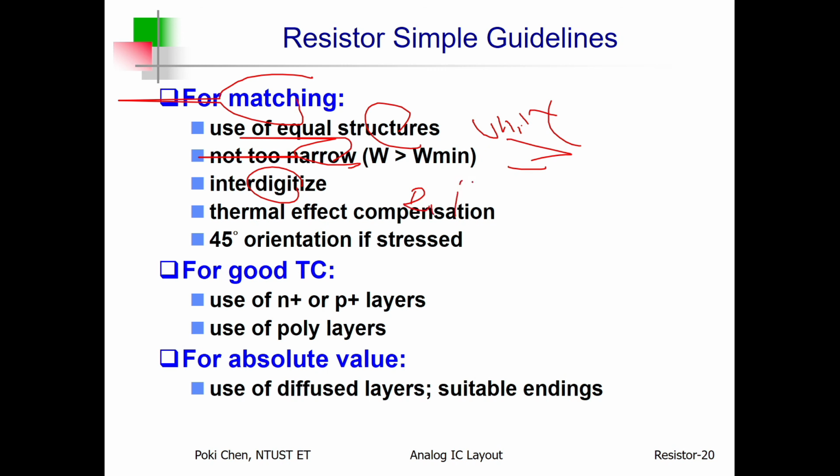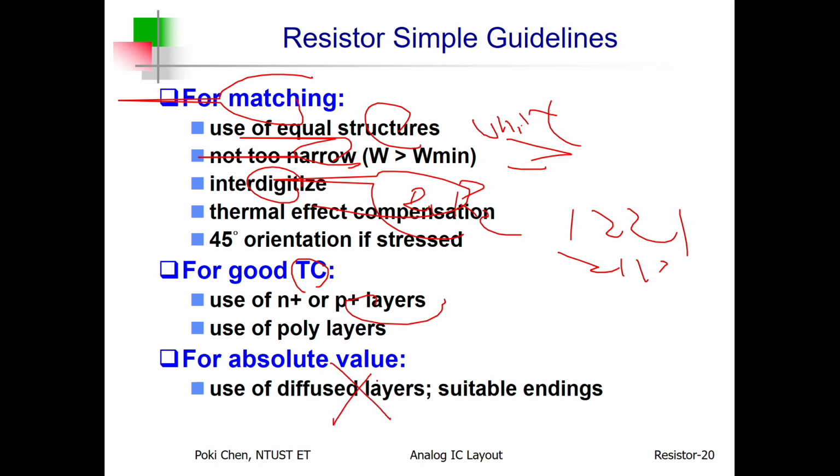For example, you have R1 and R2, so you have 1, 2, 2, 1, 2, 1, 1, 2, and so on. Also, you need to pay attention to thermal effect compensation. In later slides, I will tell you how to do such temperature compensation. For a good temperature coefficient, please choose poly or N plus or P plus. For absolute value, nothing is good for absolute resistance unless you have calibration or trimming.